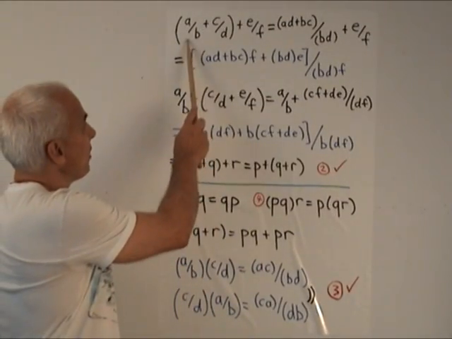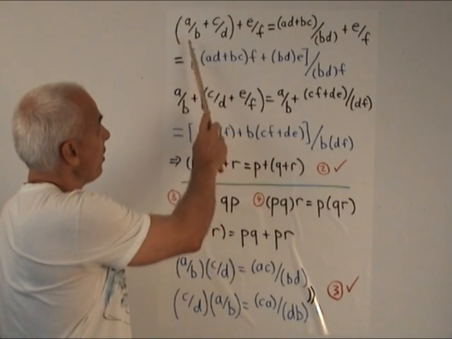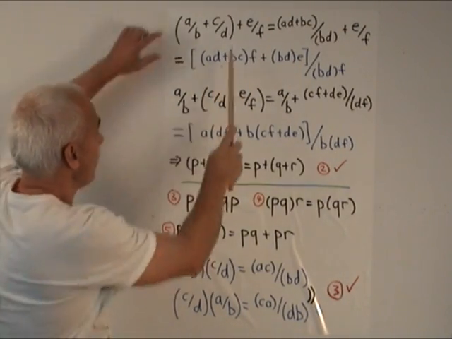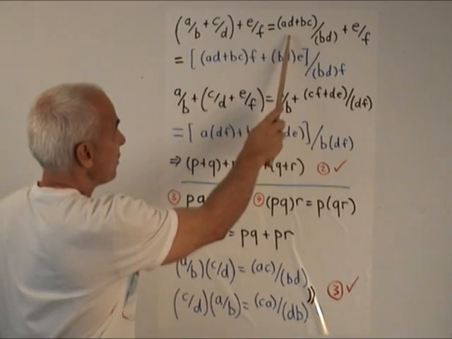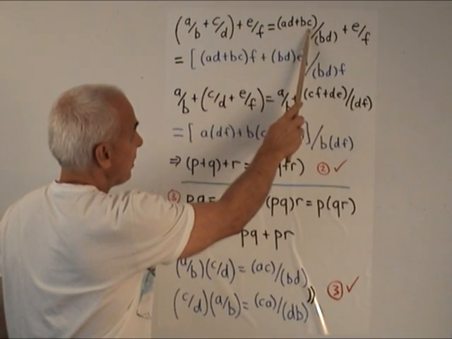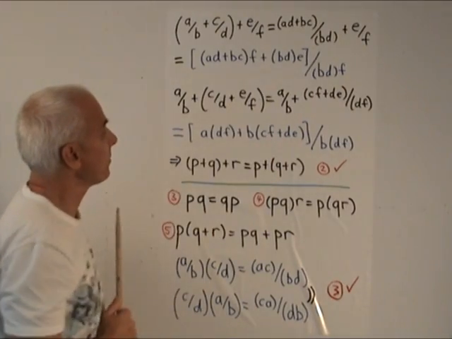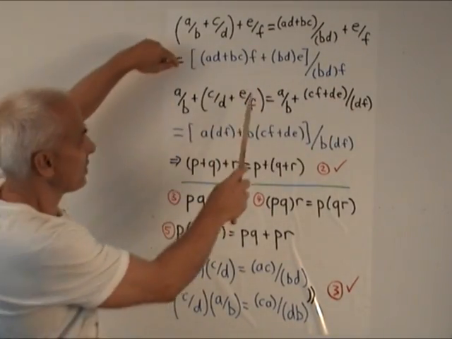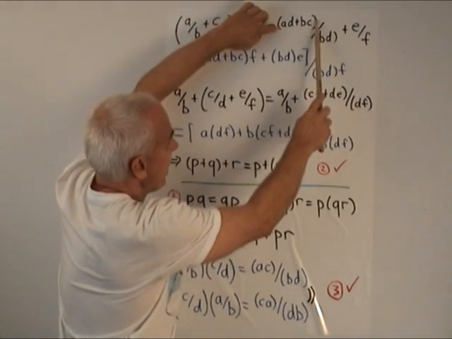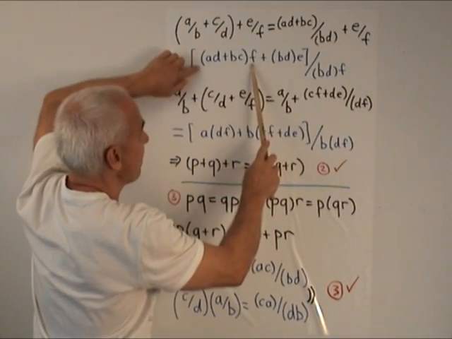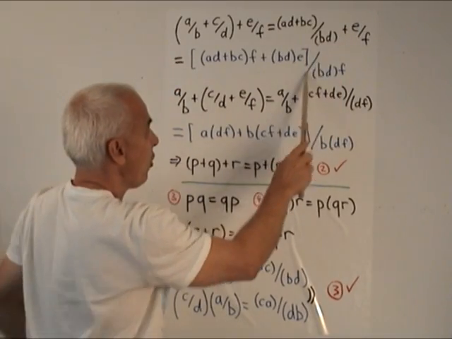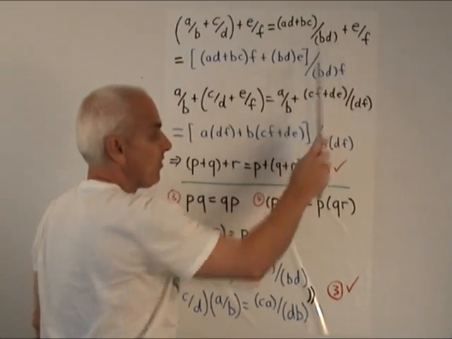So there is (P plus Q) plus R, first with P plus Q being summed together. So this quantity here is, by the definition of addition, AD plus BC over BD. And now we still have to add E over F. Now we have to use the law on this expression. So we get (AD plus BC) times F plus BD times E in the numerator over BD times F.